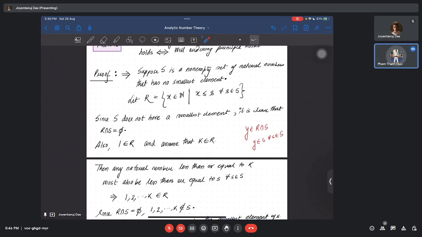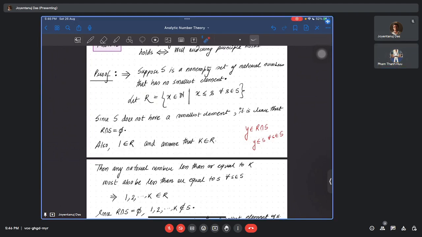Because here, s belongs to capital S, that means s is greater than or equal to the elements of R. So only one, I think so. Just these two sentences, the other is okay. Fine. I think that is fine.